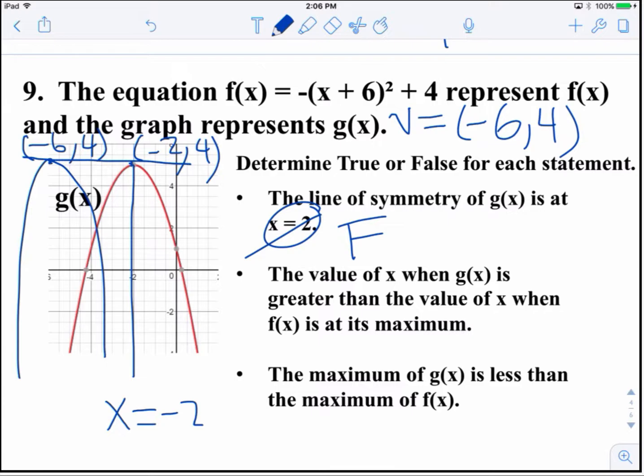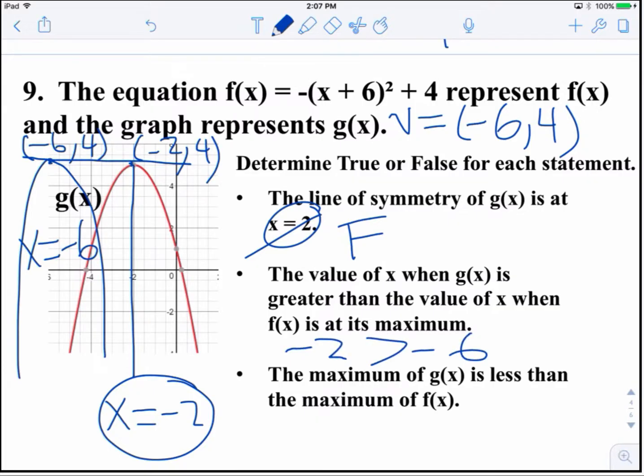The value of x when g is greater than the value of x when f of x is at its maximum. So then the maximum x value for f of x is negative 6. For g of x is negative 2. That means that negative 2 is greater than negative 6. So this statement is true.